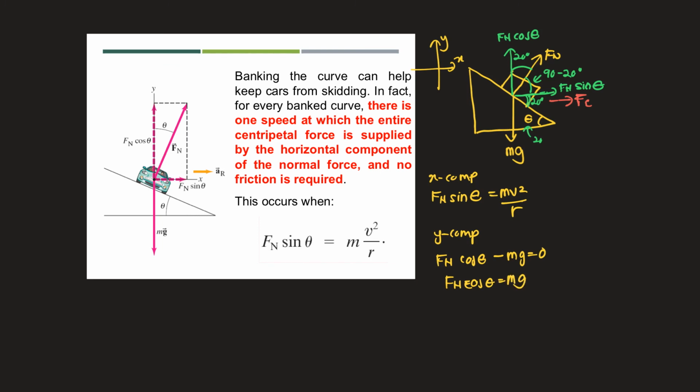This is if Fn sin theta is enough to give you the centripetal force. What if your Fn sin theta is not enough? Then the helper is going to be the frictional force. Please take note, when the question states design this inclined plane, please do not put any friction.